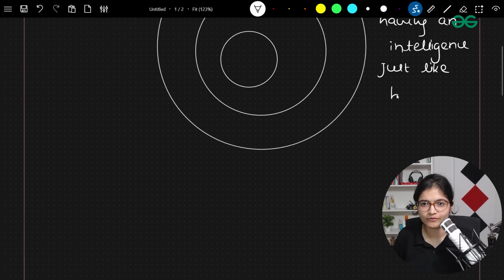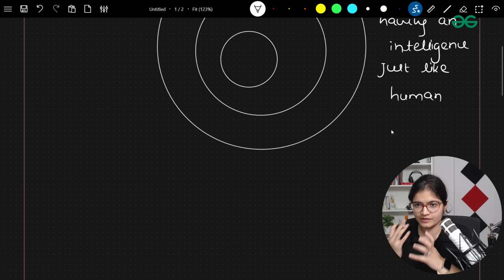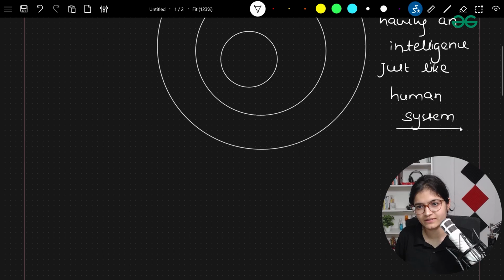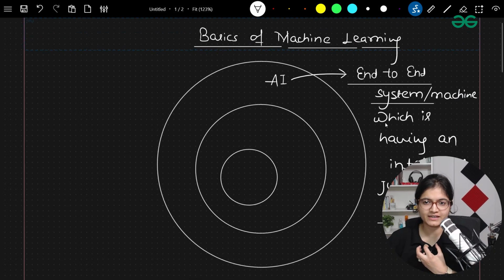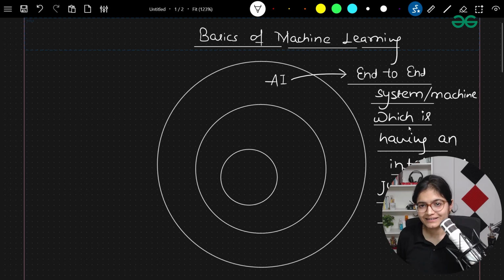In layman's terms, we can say that that particular kind of architecture, that particular kind of system or machine, is an AI based machine. For example, the robots. Let's say the robots are taking decisions just like human beings do, that's something you can say is an AI based product. Fine. Then what is machine learning?